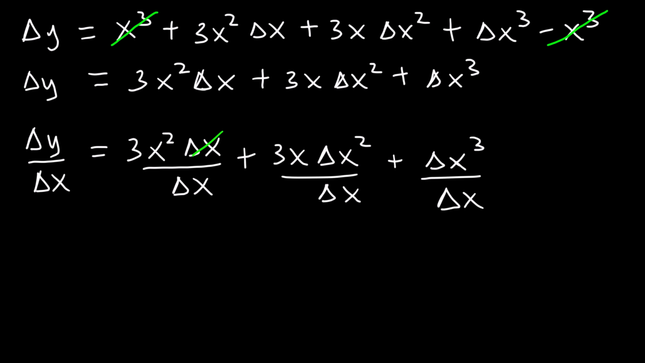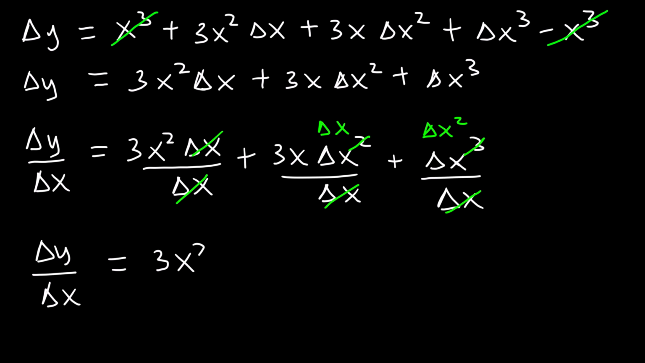Now this will cancel with that, and then this will cancel with that, and we shall remain with change in x, and also this will cancel with this, and we shall remain with change in x to the power of 2. So we shall have change in y divided by change in x equaling 3x to the power of 2 and then plus 3x times change in x, and then plus change in x to the power of 2.